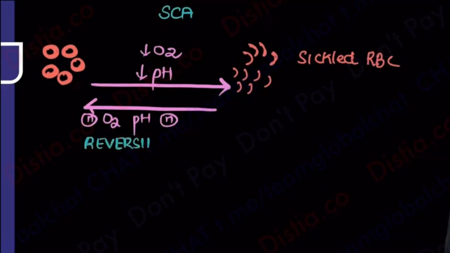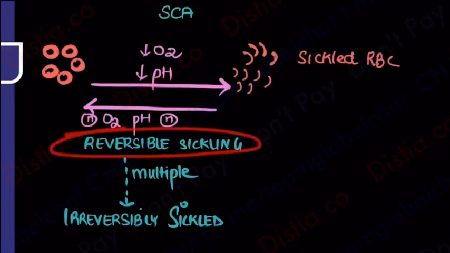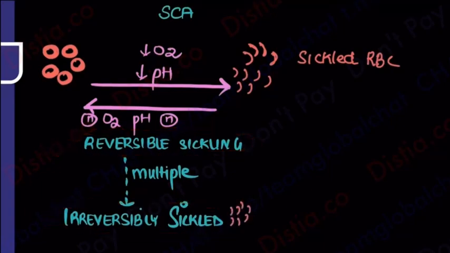So there are many cycles of reversible sickling until one day when the cells say, I give up. Now I can't keep doing this to and fro, round and sickled. Now I'm going to become sickled once and for all, and that is going to be the end of the story. So when multiple cycles of this happen, they ultimately end up becoming irreversibly sickled. Basically, the membrane cannot take so many changes. Now it becomes irreversibly sickled. Very, very important: reversible sickling initially, irreversible sickling later on. So now in the end, all your cells are going to look like this.